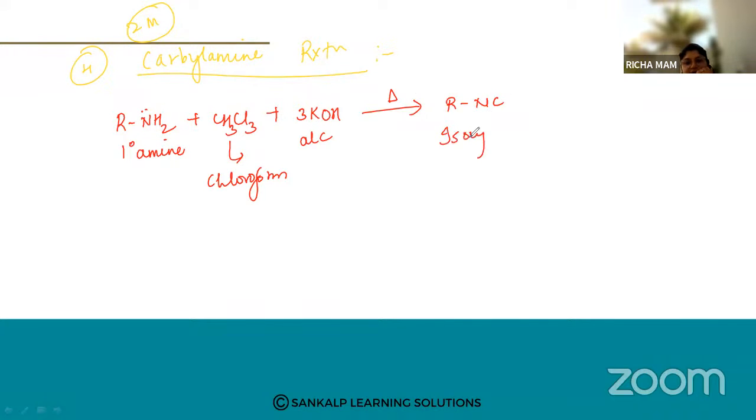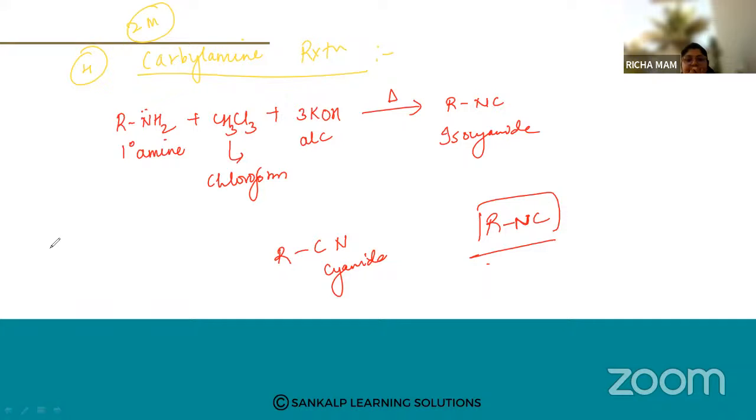What do you mean by isocyanide? It is RNC. When the attaching atom is nitrogen, we get an isocyanide. And CN, when the attaching atom is carbon, gives you cyanides. But when the attaching atom is nitrogen, then we get isocyanide. So remember that, don't forget.